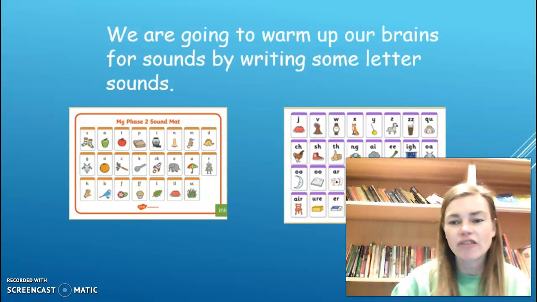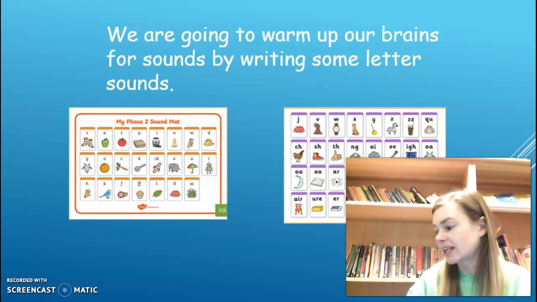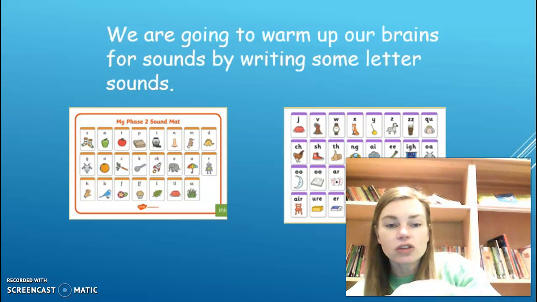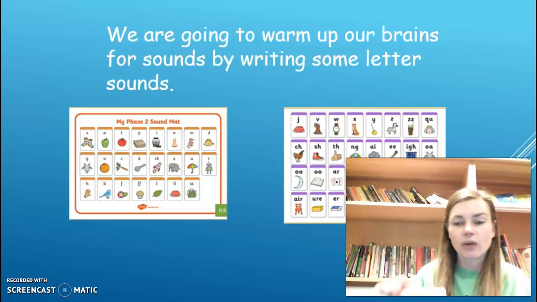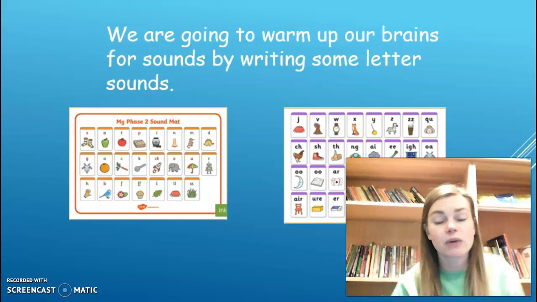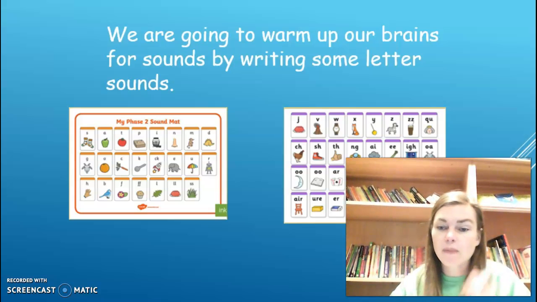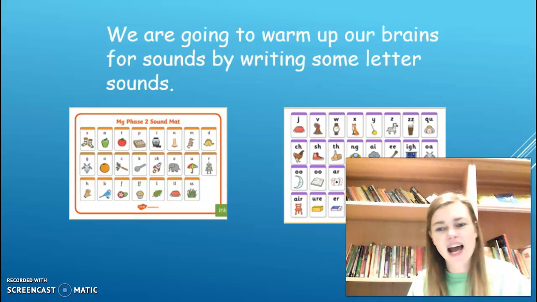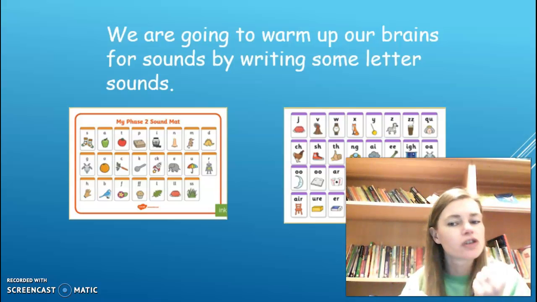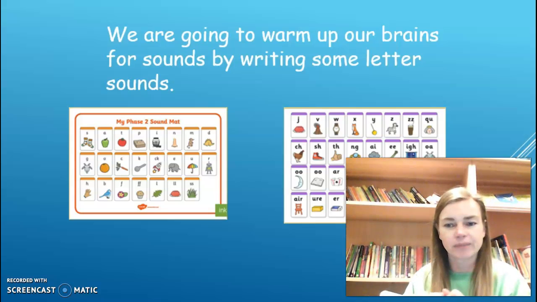For the next part of our lesson, I want to see if you can remember what some of the different letters look like. Now, to help you with this, if you get your 2 sound maps ready, I am going to say a letter sound, and then I want you to write down that letter. Okay? So if you're not quite sure what it looks like, use your sound maps to help you and try and find it on there.